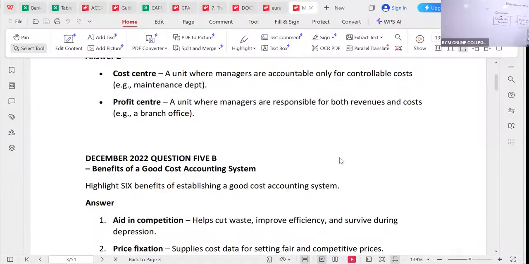This is topic number 1, and it's applicable for ATD and CPA, yes.